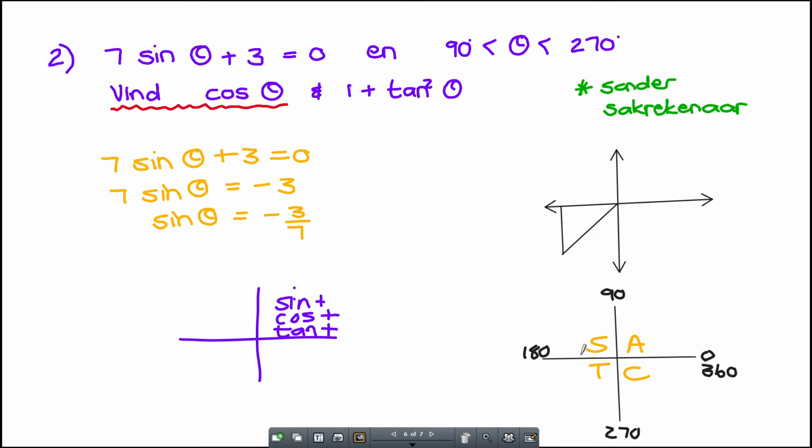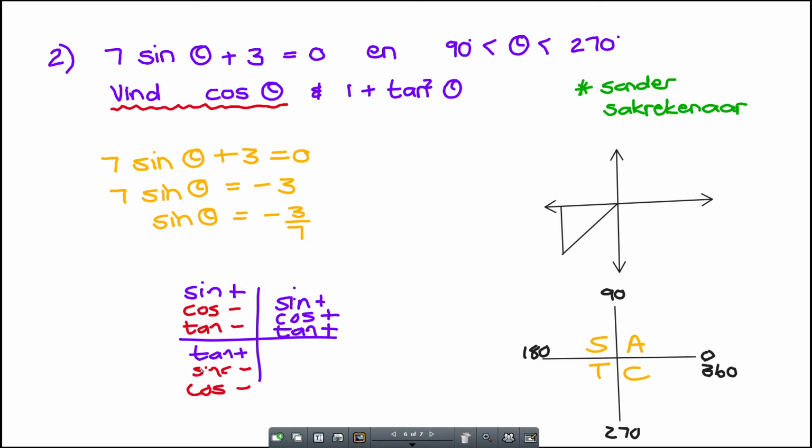Okay. In die tweede kwadrant sal ons net 'n S hê. So daar is sin positief, nee, maar cos en tan, hulle hoort nie daar nie. So hulle is negatief. Okay, derde kwadrant is mos T, met ander woorde, tan is daar positief, maar die res hoort nie daar nie, so sin en cos is negatief. Maak dit nou sin?